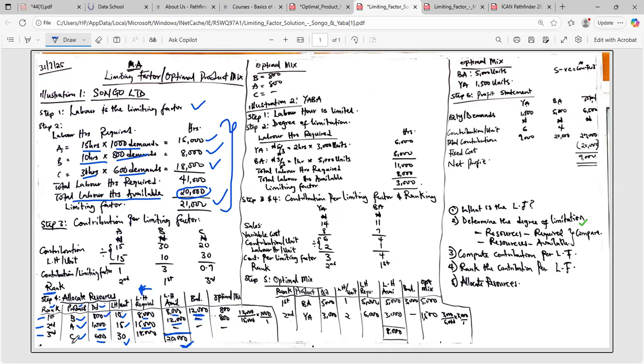Dash. For product C, we are so sorry. We apologize. On behalf of the whole family of Pathfinder, we put you dash and dash. We can't produce you at all because there are no more resources to produce you.